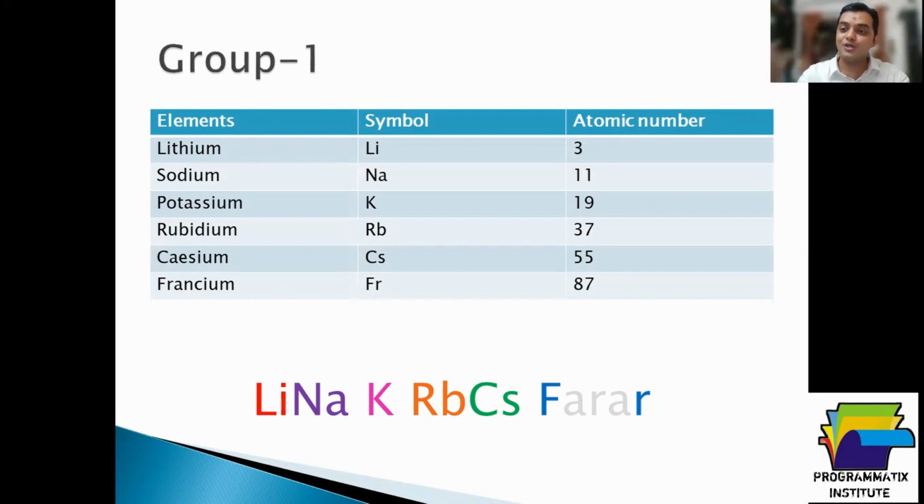The shortcut is 2 times 8, 2 times 18, and 1 time 32. Again, I am telling you, don't remember the atomic numbers. Remember the short trick, that is 2 times 8, 2 times 18, and 1 time 32. Let us apply this to group 2.